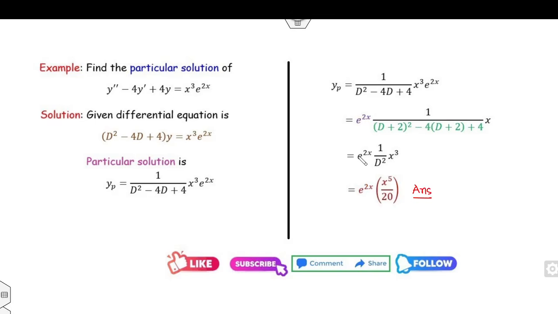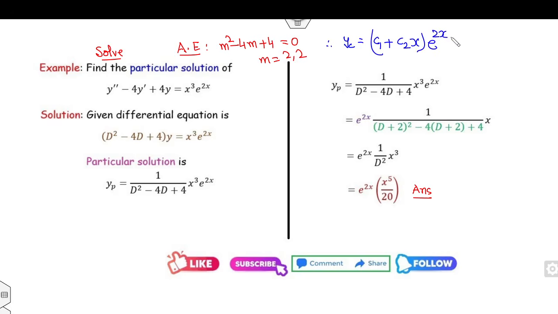This is only the particular solution. But if somebody asks you to solve the differential equation, you first have to write the auxiliary equation. For this case, it is m square minus 4m plus 4 equals 0. Then your roots are 2, 2. Therefore your solution will be (c1 plus c2 x) e raised to power 2x, and the final solution will be yc plus yp. But in this case, it is only asked as a particular solution.